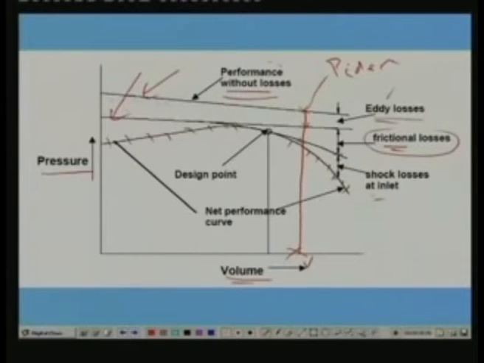An ideal curve is a straight line like this, but in the resulting curve the pressure increases initially with volume, reaches a peak, and then reduces again. As I said, the three major losses are shock losses, friction losses, and eddy losses. Normally this is a point called the design point. How do you fix a design point? The design point is normally fixed in such a way that at that point the total losses are minimum. You would like to operate the system always at the highest efficiency, that means where the losses are minimal. That's how the design point is fixed.